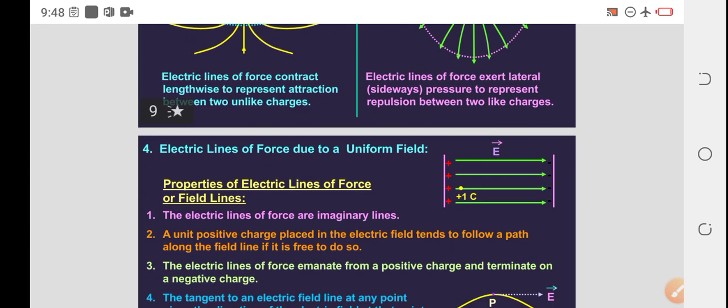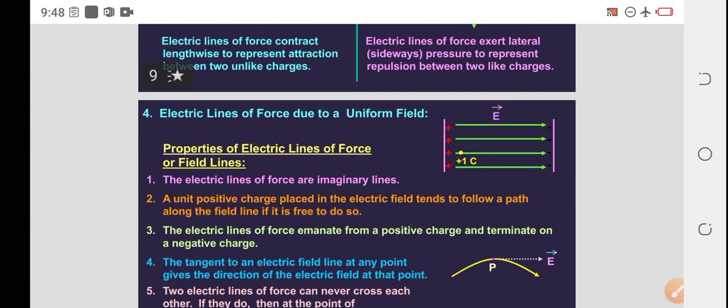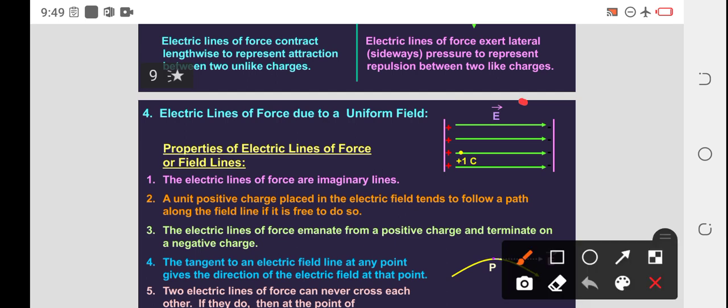Coming to the fourth property, electric lines of force due to a uniform field. You can find that the electric field lines of force maintain the same positions and are equally spaced. Now a few more properties apart from that.